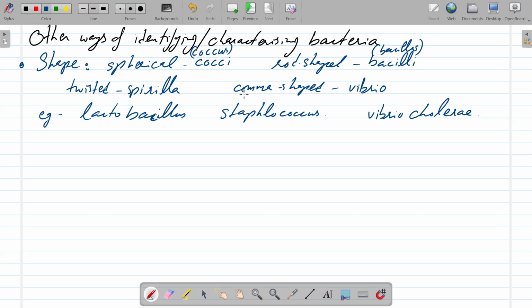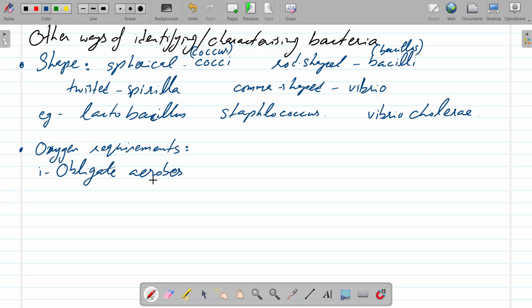Another way of grouping these guys, right, is talking about their oxygen requirement. So there are three kinds, right? There are the kinds that are called obligate aerobes. And aerobe means oxygen, and obligate means necessary. So these bacteria need oxygen for respiration, right? They can't do without it.